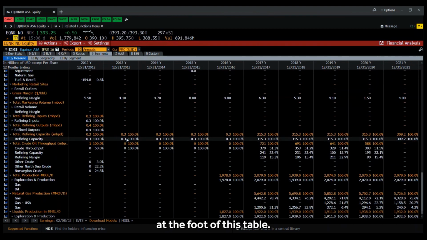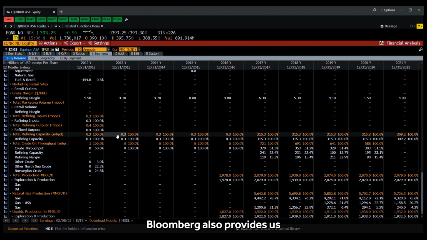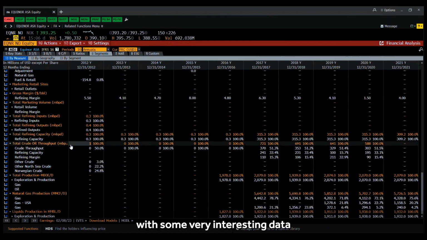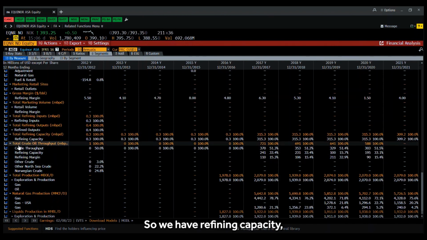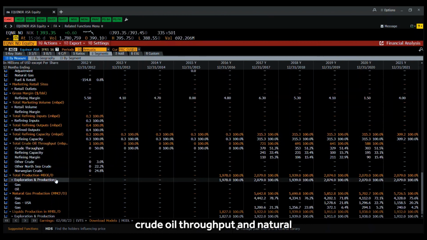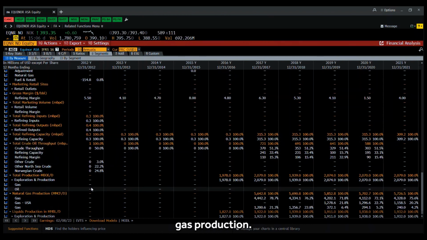At the foot of this table, Bloomberg also provides us with some very interesting data as to its capacity and production. So we have refining capacity, crude oil throughput, and natural gas production.